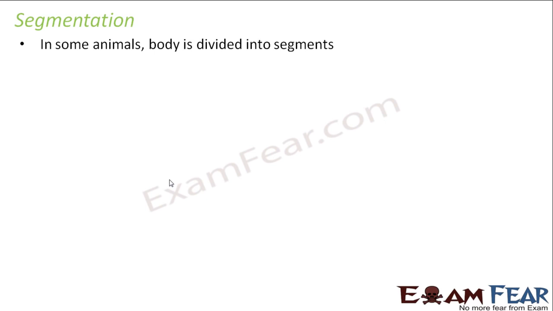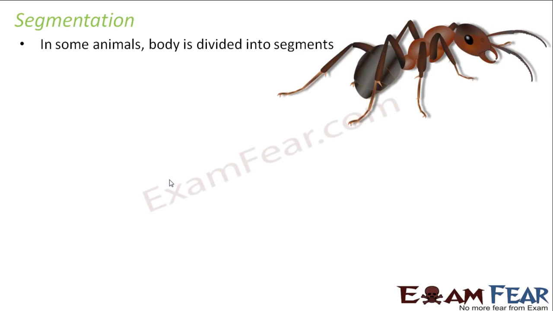Each segment not only performs some common function, but also has some specialized function. For example, some segments may help in locomotion, some may help in feeding, that is, they can act as a mouth, and some can act as sense organs. But this segmentation is not present in all animals. It is present only in certain animals. So let us look at an example.